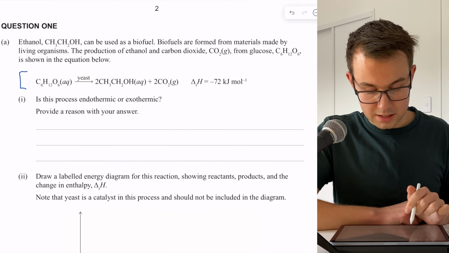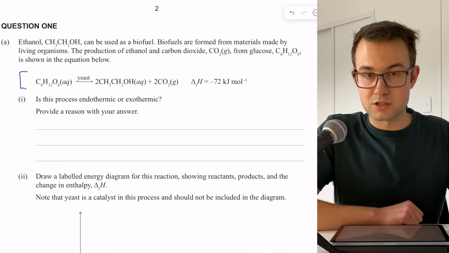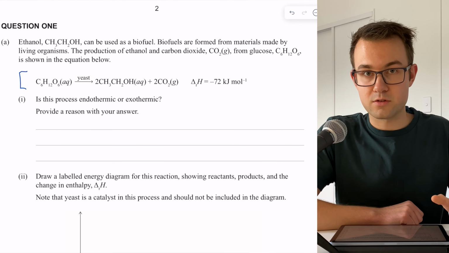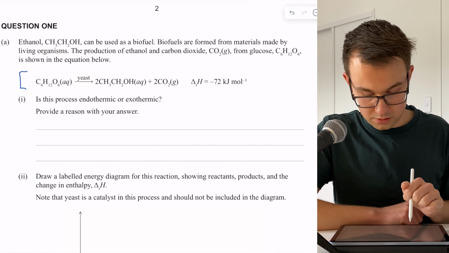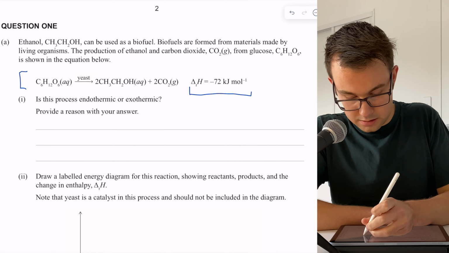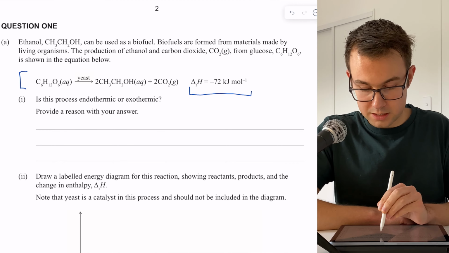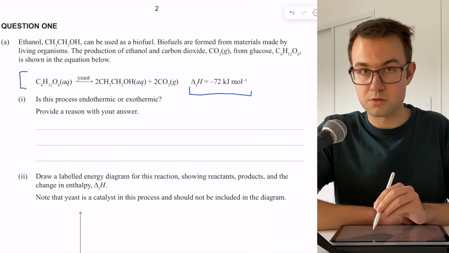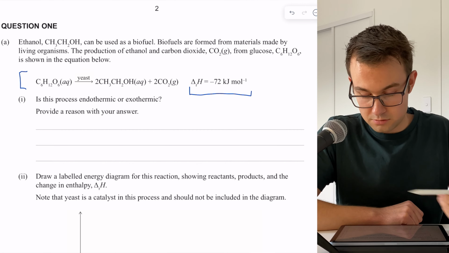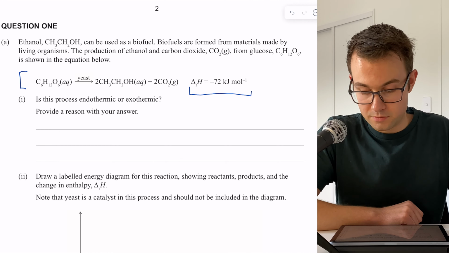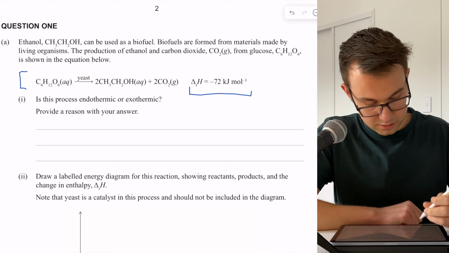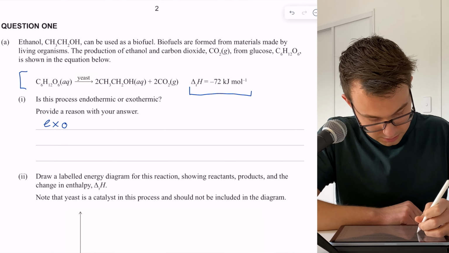Is this process an endothermic or exothermic reaction? Provide a reason with your answer as well. Very simple achieve question here. Let's go through it. We look at the reaction, and you can see it's given us a value for the delta H of negative 72 kilojoules per mole. So all we need to do is look, is this a negative or a positive number? If it's negative, it's exothermic. If it's positive, it's endothermic. So we can write, this is exothermic.